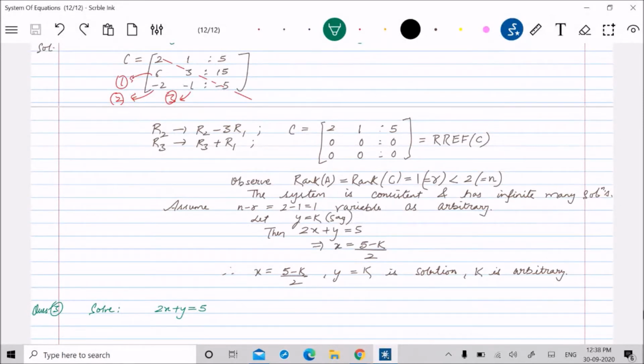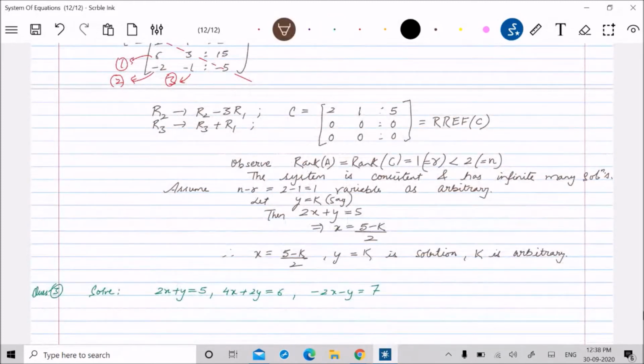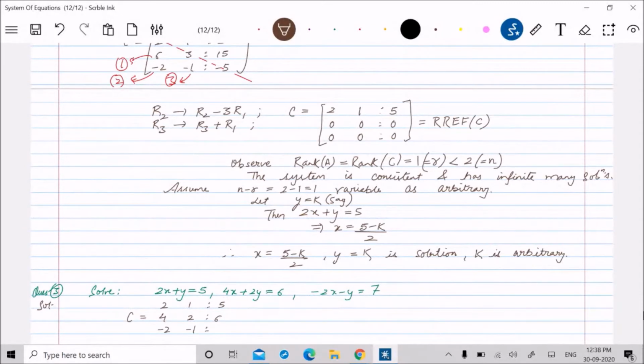So this is the first equation, and let me construct the second equation by writing 4x plus 2y equal to 6. And let me take the third equation as minus 2x minus y equal to 7. So I hope that this will give no solution. The augmented matrix will be: 2, 1, partition, 5; 4, 2, partition, 6; and minus 2, minus 1, partition, 7.